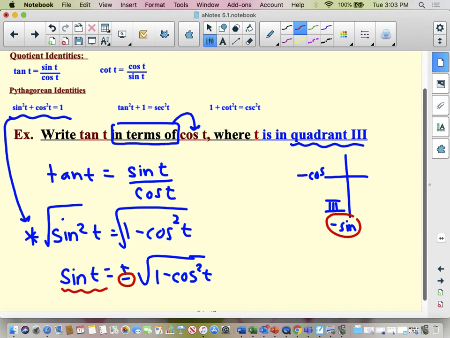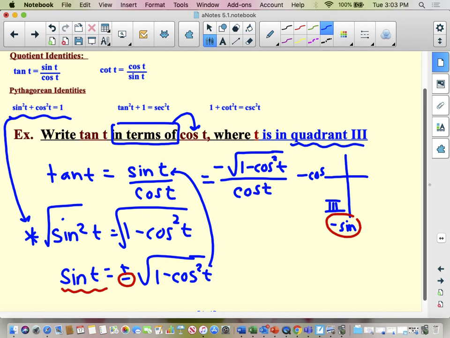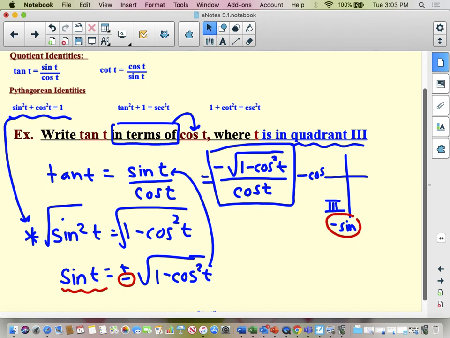So in quadrant 3, sine is negative, so I want the negative answer of my plus or minus. That is confusing for many, so take your time, because there are so many trig functions here to base your plus or minus decision on. Based on this, if my sine is this expression, now I can go back up and replace this sine with that expression. So instead of sine of t, I would have a negative square root of 1 minus cosine squared over cosine of t. This right here is tangent in terms of cosine. And that's about as bad as it's going to get right now.